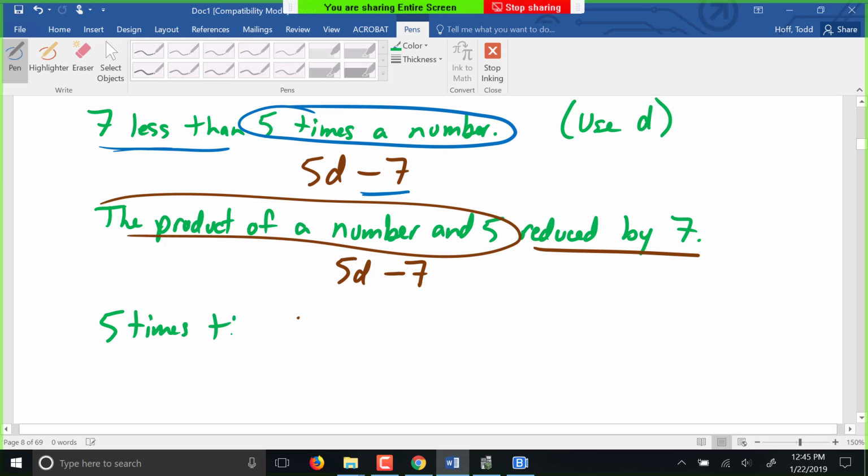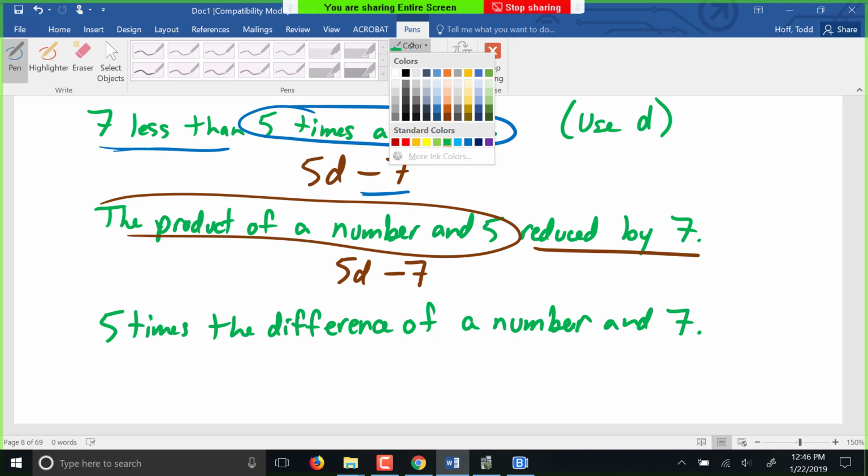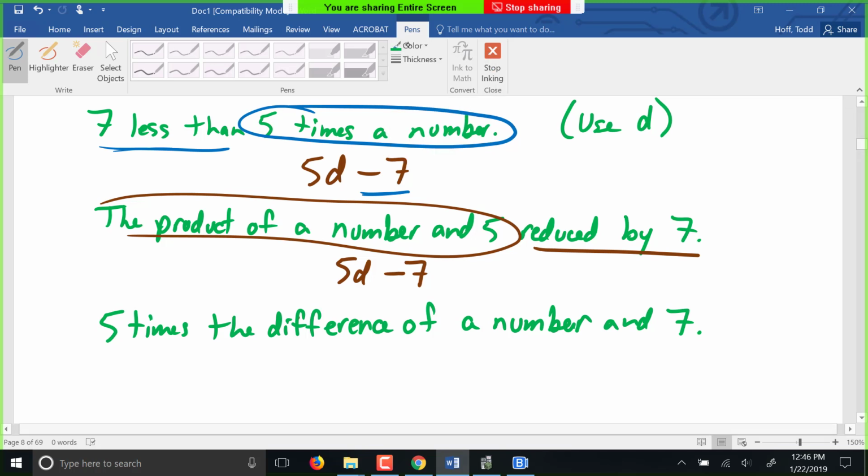How about 5 times the difference of a number and 7? What's this one going to look like? Okay, 5 times, what's that? There we go: D minus 7. Why does it have to be in parentheses?